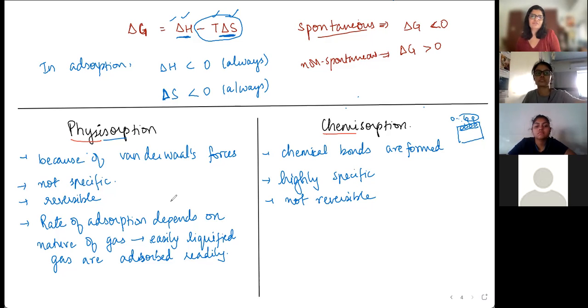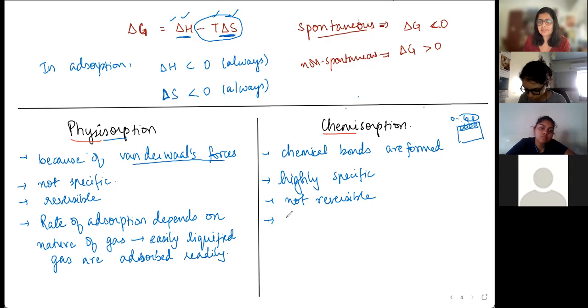So if the van der Waals forces are much more, that will help with adsorption because all of that is caused due to van der Waals forces. So the rate of adsorption in physisorption depends on how easily liquefiable the gas is, which ties into the nature of the gas itself. It's like an inherent property of the gas.